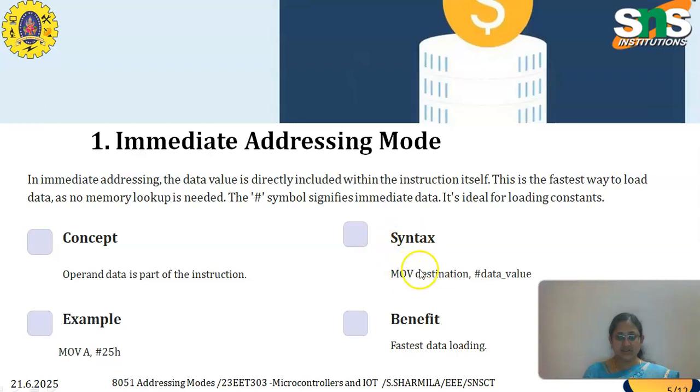The syntax used for immediate addressing is MOV destination, hashtag data value. For example, if we want to move a hexadecimal value to the accumulator, we can write MOV A, #25H. In this, the value 25H is moved to the accumulator A. That is one of the fastest data loading methods.